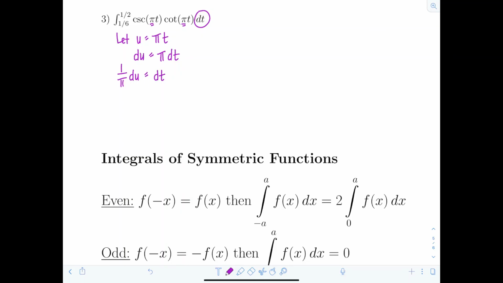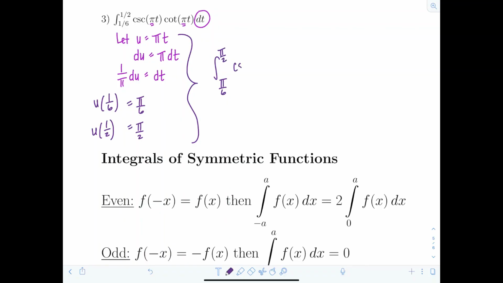Now I have to switch my limits. So u is equal to pi times t, so u of 1/6 is going to be pi over 6. And then u of 1/2 is going to be pi over 2. So what does my new integral become? Well, the lower limit is pi over 6. The upper limit is pi over 2.